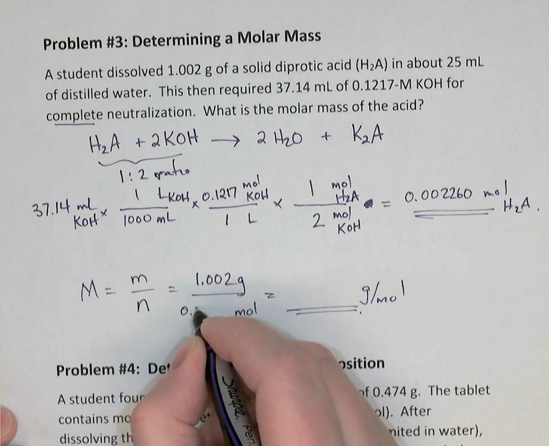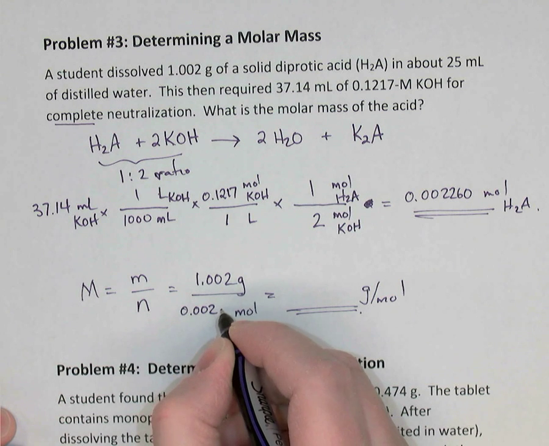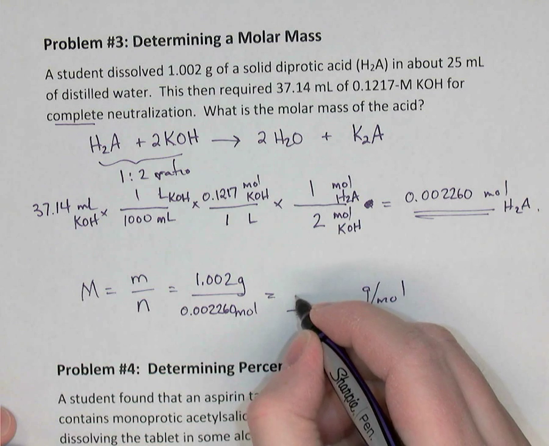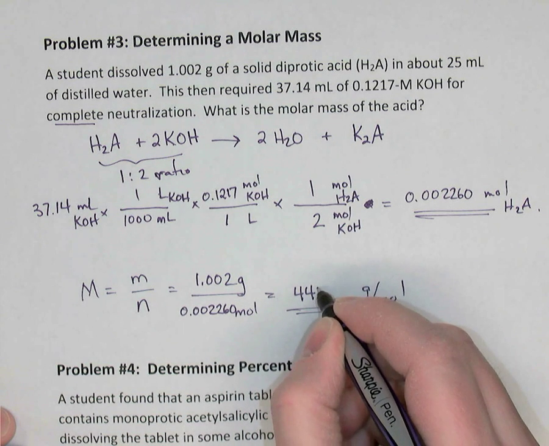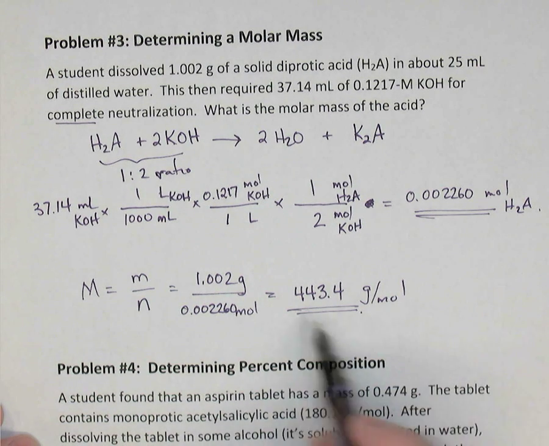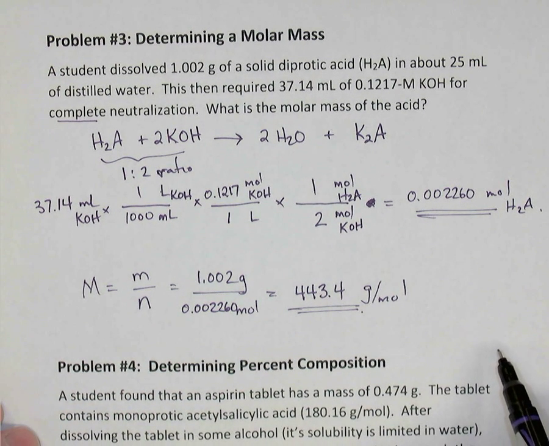We divide the mass by that number of moles of acid, and we find out that the molar mass is 443.4 grams per mole. Again, keeping 4 significant digits in the answer.